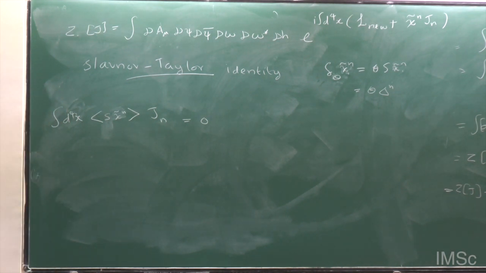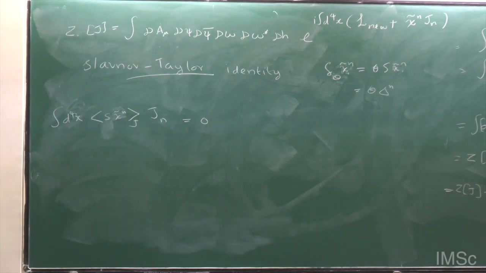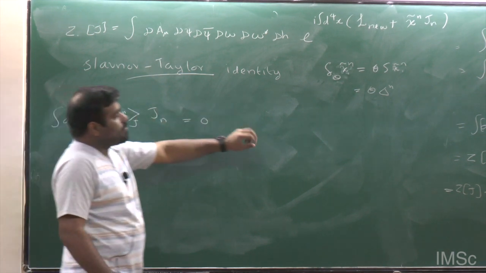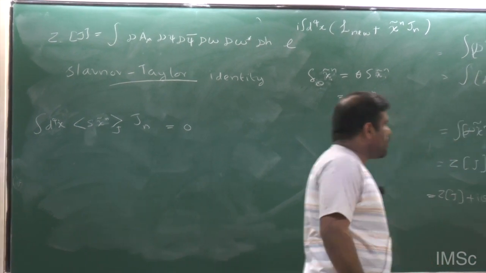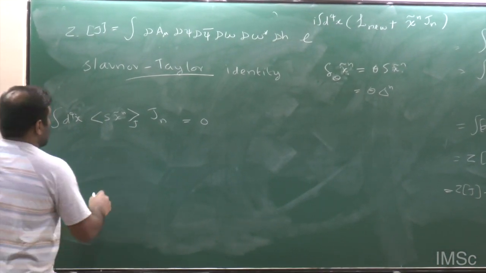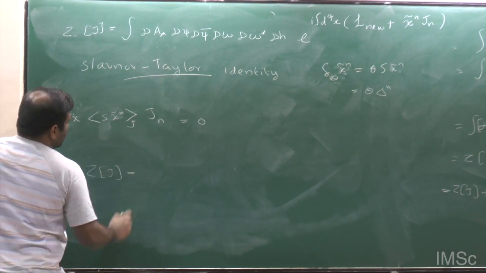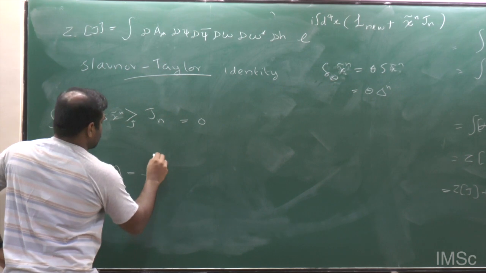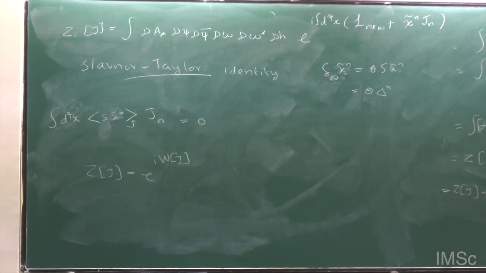So here the source is switched on. This is a simple identity that we could derive, and then observe the following thing. You can write the path integral or the generating function in terms of W. So this is the definition of W.